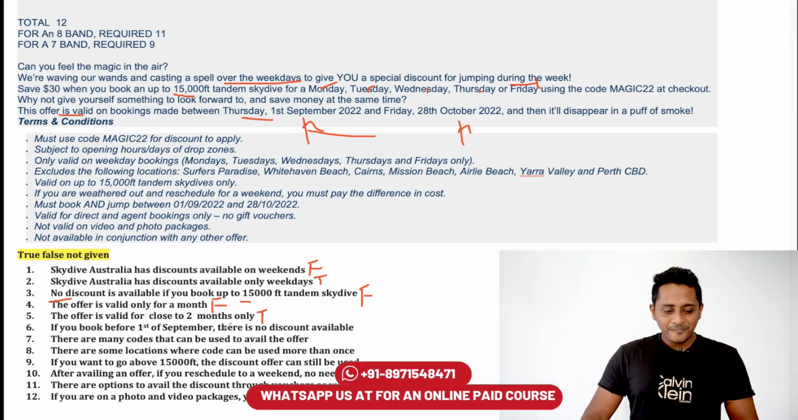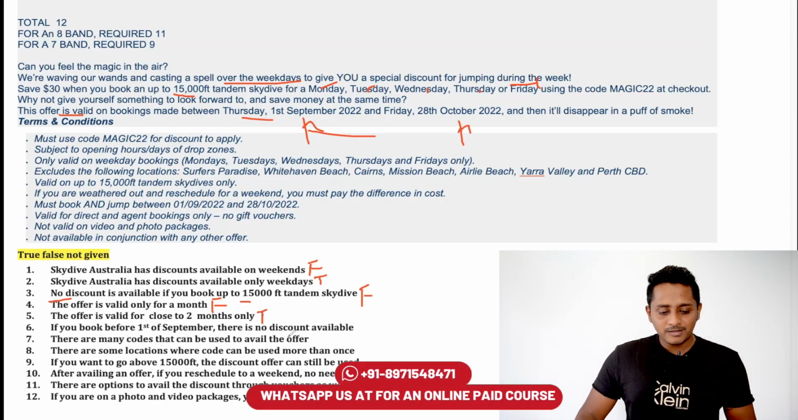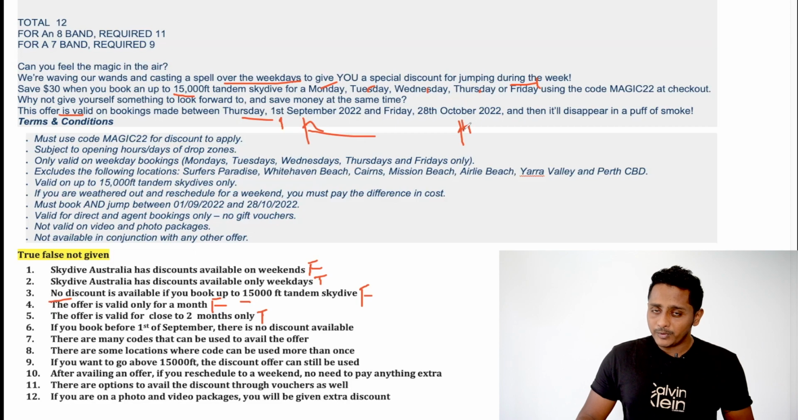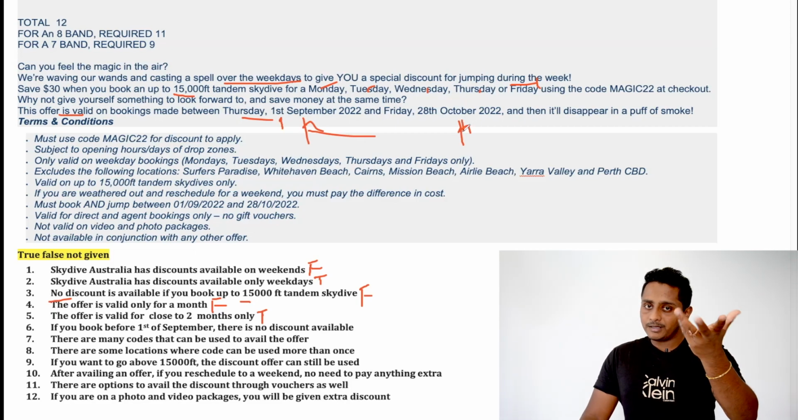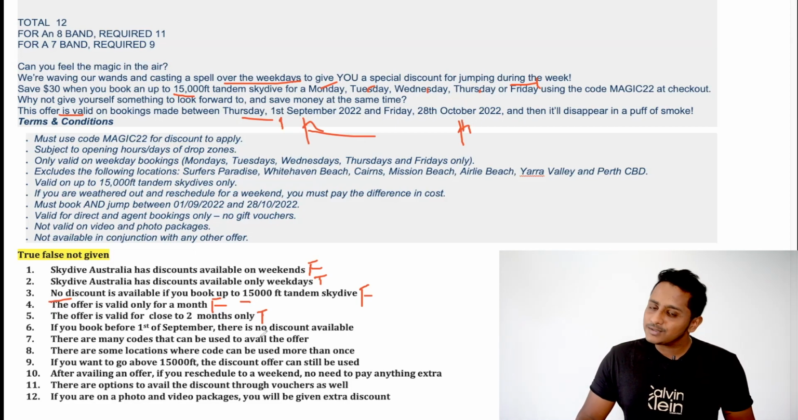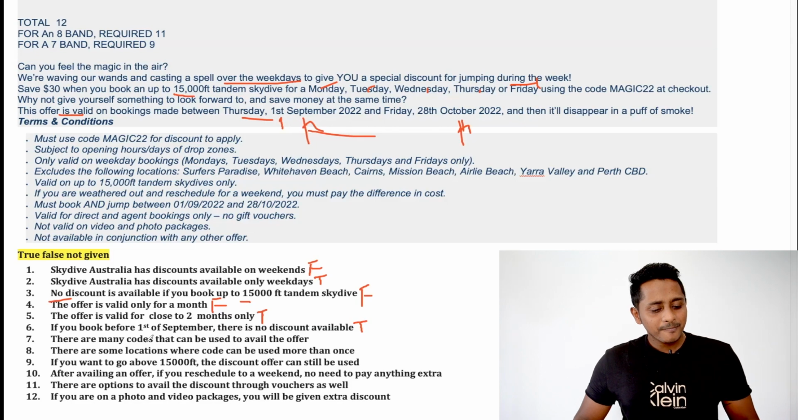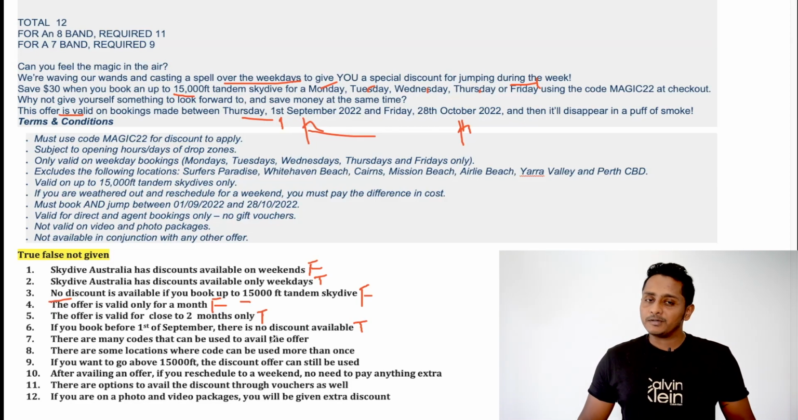The next one: if you book before 1st of September, there is no discount available. The offer is valid on bookings made between 1st September to 20th October. Before 1st September, there is no discount. That's true, right? There is no discount available before 1st of September. Simple one.